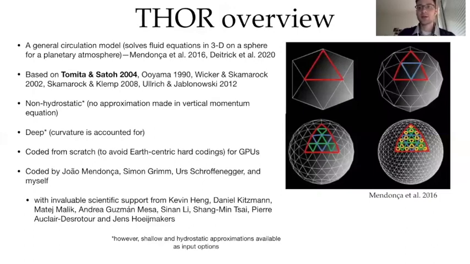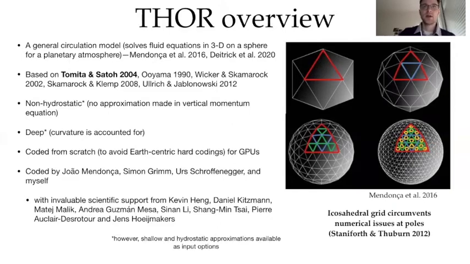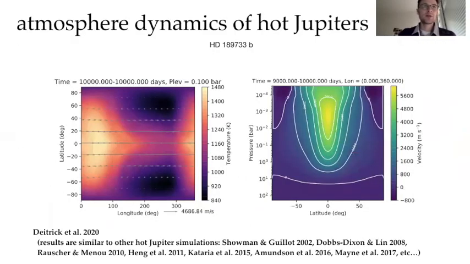We are using an icosahedral grid, which is just an icosahedron, a 20-sided solid with triangular faces, and we subdivide those triangular faces into ever smaller and smaller triangles to approximate the spherical geometry. And this grid nicely circumvents some numerical issues that are common at the poles that I will briefly touch on later. Primarily, we've applied the model to hot Jupiters so far, and I'll be talking mainly about results for this type of planet, so I briefly wanted to provide an overview of the main features that we see.